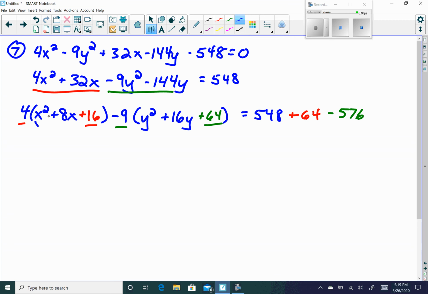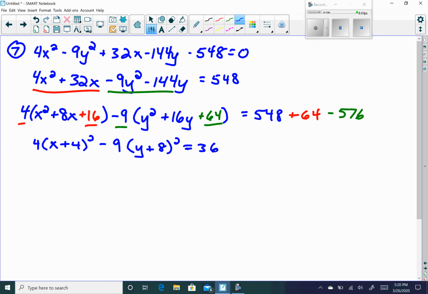All right, writing this next part as a quantity squared, we'll have 4 times a quantity x plus 4 squared minus 9 times a quantity y plus 8 squared. Combining these three numbers here will give us a positive 36. But just double check this. Don't just copy it down. Make sure you're going through the steps yourself.